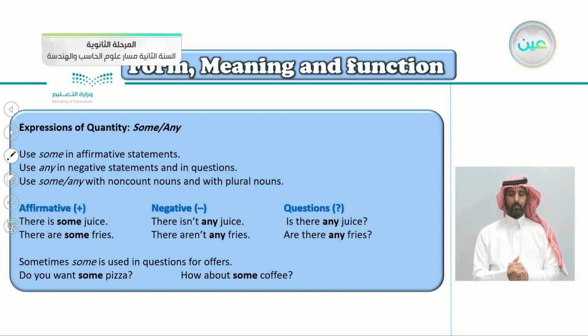Here are some examples. There is some juice. This is affirmative. There are some fries. Because fries is countable here, we use are. Because juice is non-count here, we put is. There is some juice. There are some fries. In the negative, of course, we'll be using any with both of them. There isn't any juice. There aren't any fries.